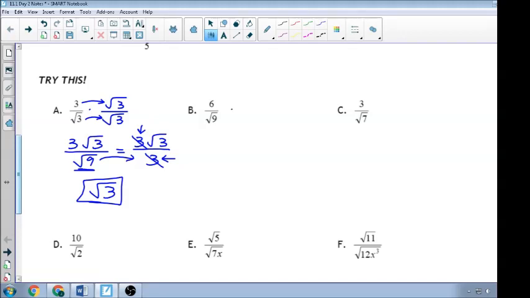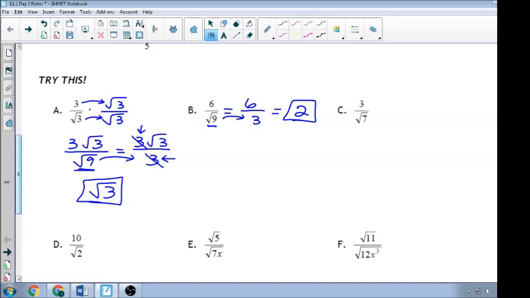Okay. Now on to B. I have 6 over the square root of 9. Again, like I said just a minute ago, we want to make sure that the square root is not a perfect square, because if it is a perfect square, we're going to go ahead and evaluate that perfect square. Okay? So in this case, the square root of 9 is a perfect square. So instead of multiplying by the square root of 9 over the square root of 9, I'm just going to take the square root of 9, and that is 3. Well, 6 over 3 then can be simplified into 2, and that's my final answer. I can get to 2 by multiplying the square root of 9 over the square root of 9. It's just going to take quite a bit of extra work.